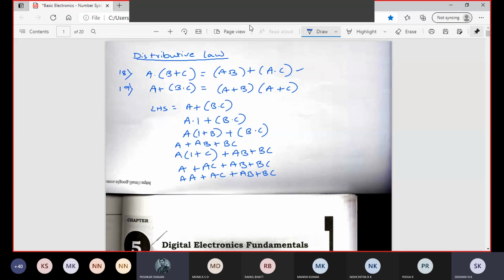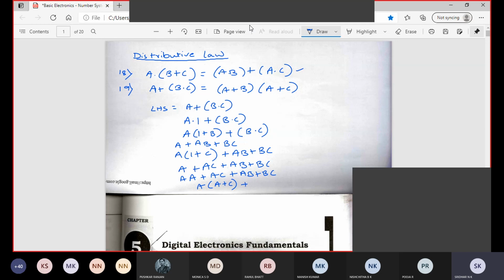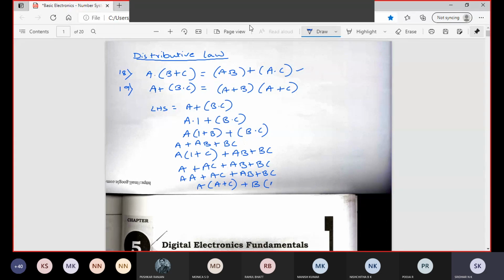Right. Now you take common factors. That is, you take A out of this as common. What will be? A plus C, correct? Plus you take B as common. What do you get? A plus C, correct? Yes, sir. So what is this equal to?